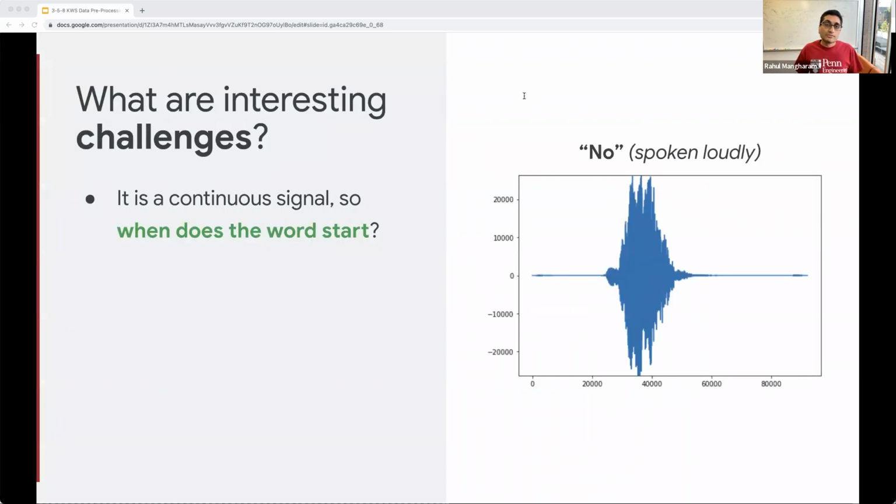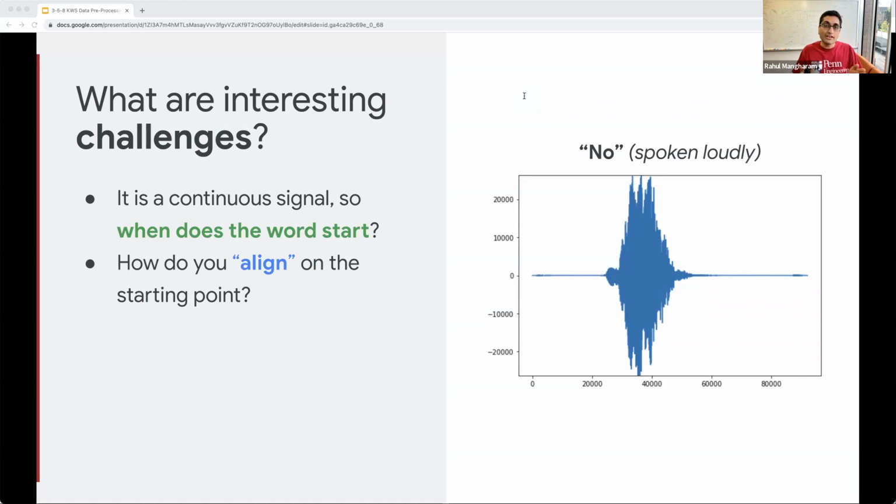So how do we go about distilling this? Some of the interesting challenges that we're going to get into are really that when you have this raw waveform that's coming out, you've got to first and foremost figure out, where does the word really start? That's called alignment.